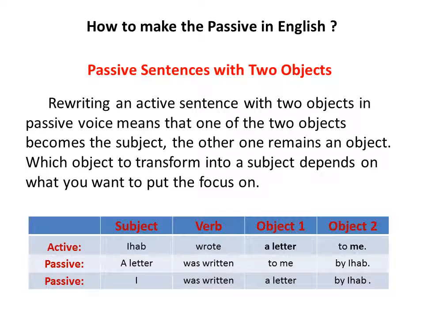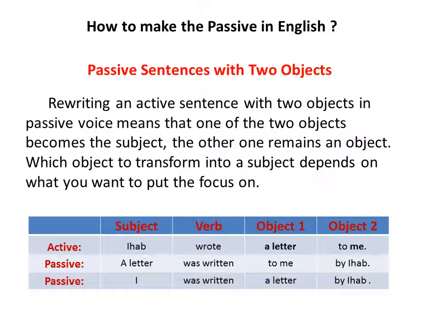Now let's see how to make passive sentences with two objects. Rewriting an active sentence with two objects in passive voice means that one of the two objects becomes the subject and the other one remains an object. Which object to transform into a subject depends on what you want to put the focus on. Let's see this example.